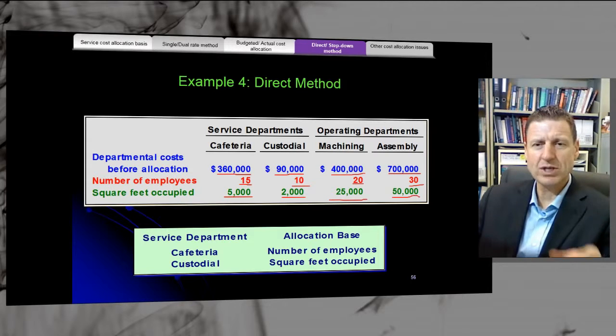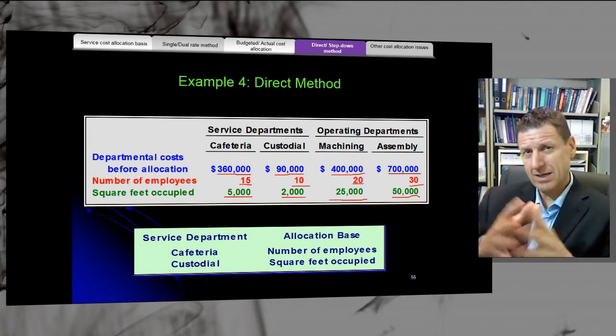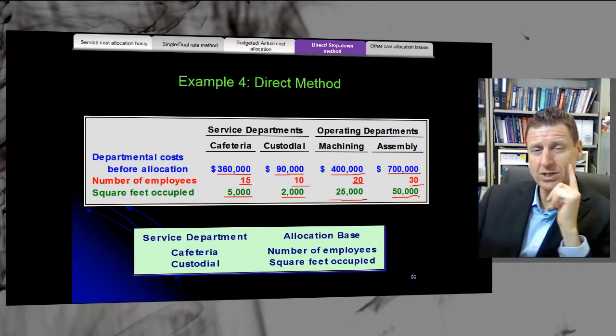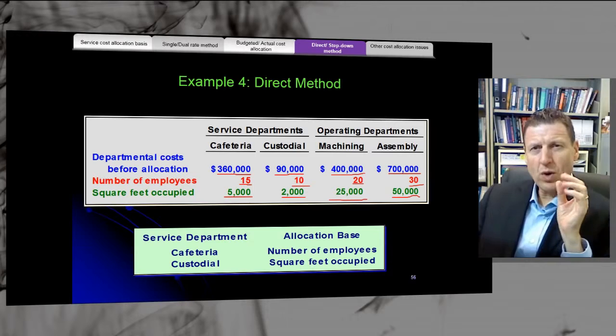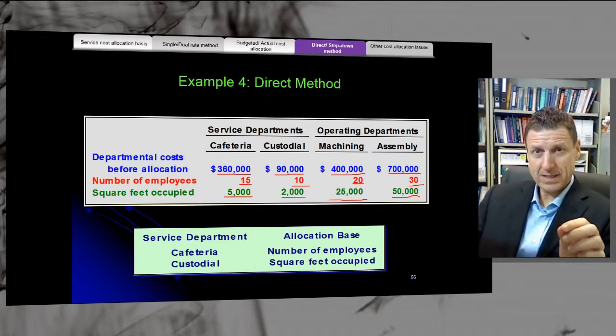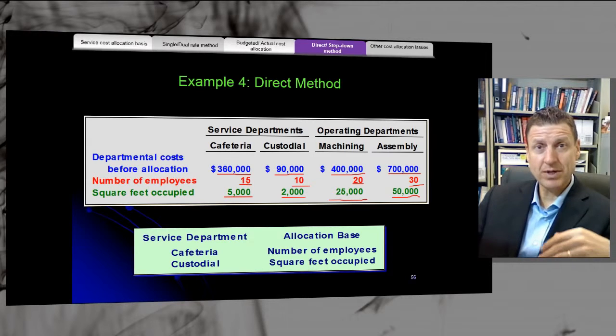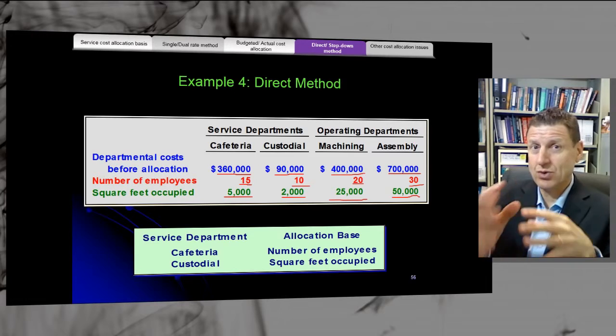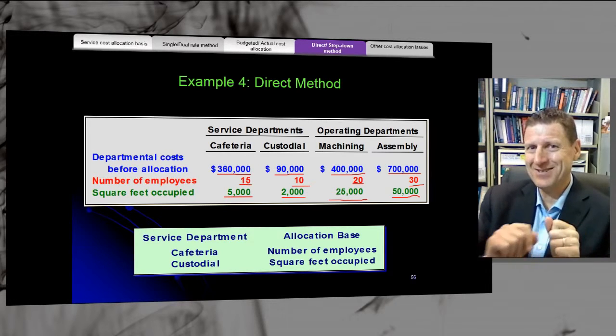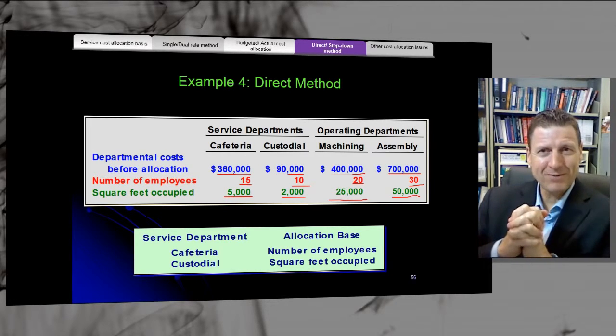And so the big question you need to think about before you do any allocation is, okay, cafeteria, what causes the cafeteria to expend more resources for machining, more resources for assembly? What causes the resources of the cafeteria to be used more or less by the machining and assembly? You see, it's all about cause and effect. You know that, don't you? So that's straightforward, isn't it?